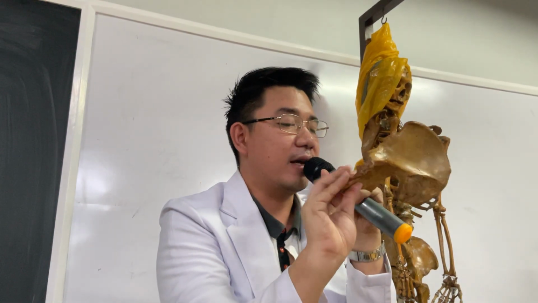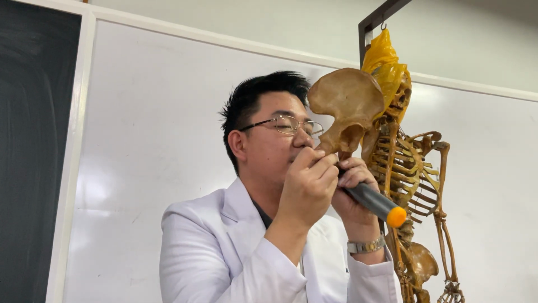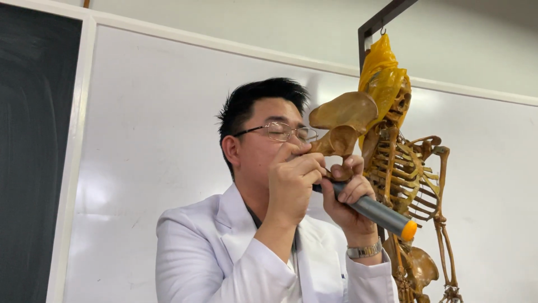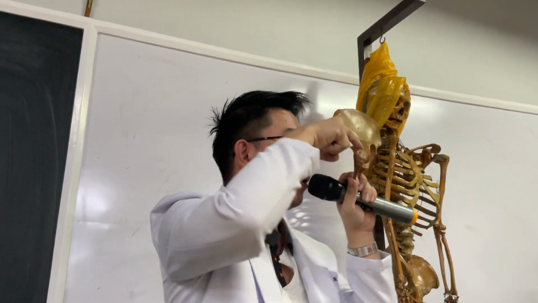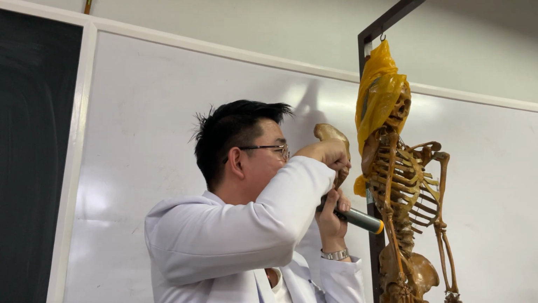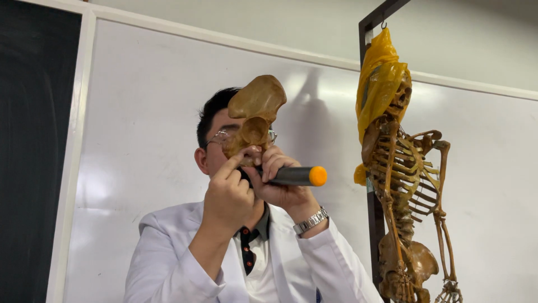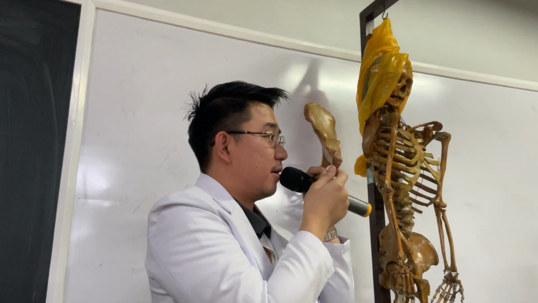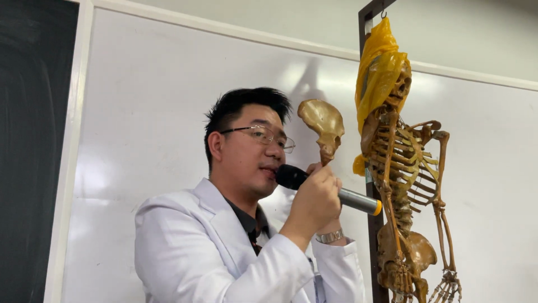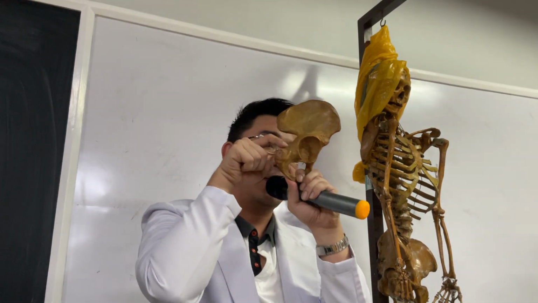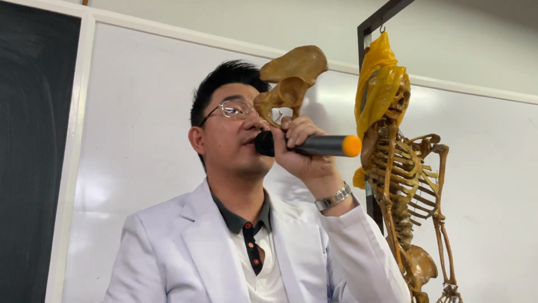So in these areas, you'll also see the rami. The ischium has two rami. First is the superior ramus of the ischium. And the one below that is the inferior ramus of the ischium. Okay? So, ischial tuberosity, superior ramus, inferior ramus. Do you see it so far?